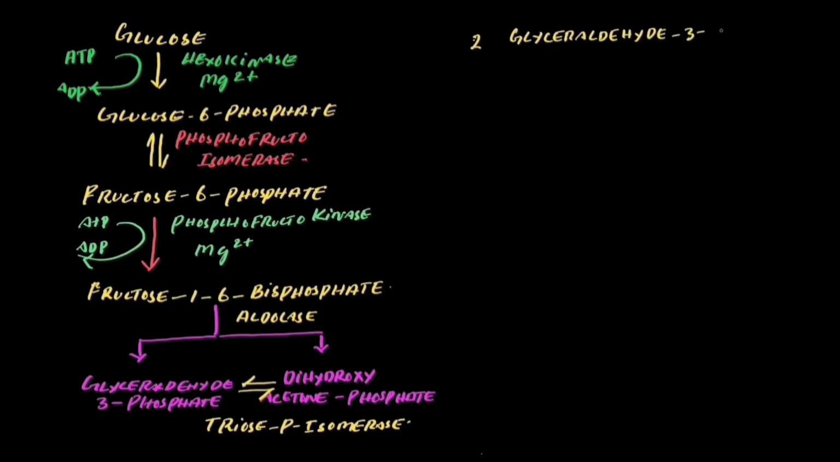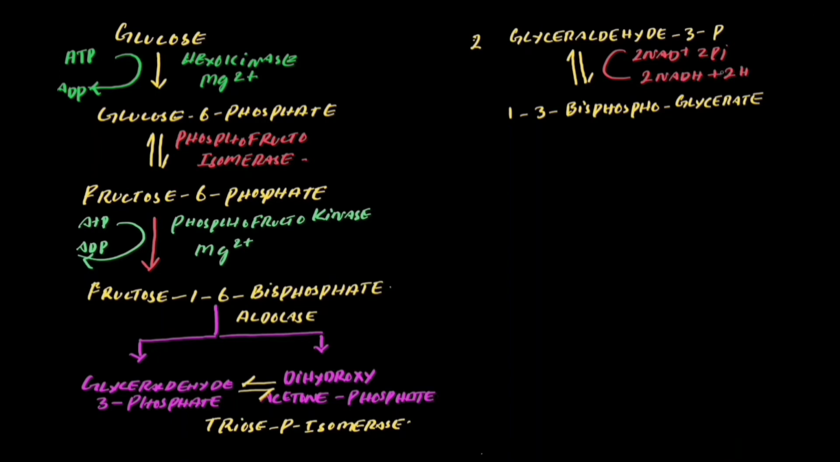The two molecules of the glyceraldehyde 3 phosphate are oxidized. Enzyme glyceraldehyde 3 phosphate dehydrogenase catalyzes the conversion of glyceraldehyde 3 phosphate into 1,3 bisphosphoglycerate. Here twice NAD positive plus 2 inorganic phosphate gives twice NADH plus 2H positive. Iodoacetate is a potent inhibitor of glyceraldehyde 3 phosphate dehydrogenase.